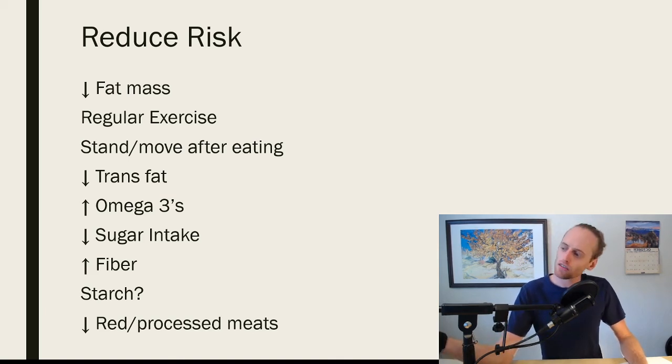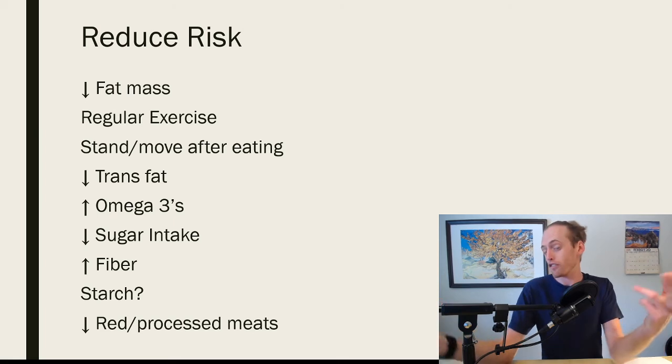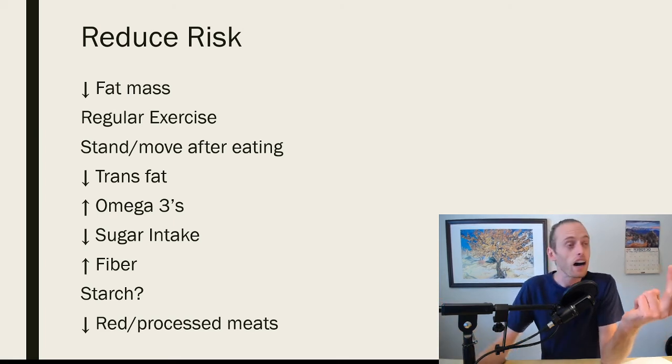Decreased intake of trans fat. Trans fats are almost out of the American diet at this point, so that's pretty good. Increased omega-3s. So this is why we should eat fish twice a week. We have flaxseed is really good. Olive oil. We have any ocean-going fish, so like salmon.